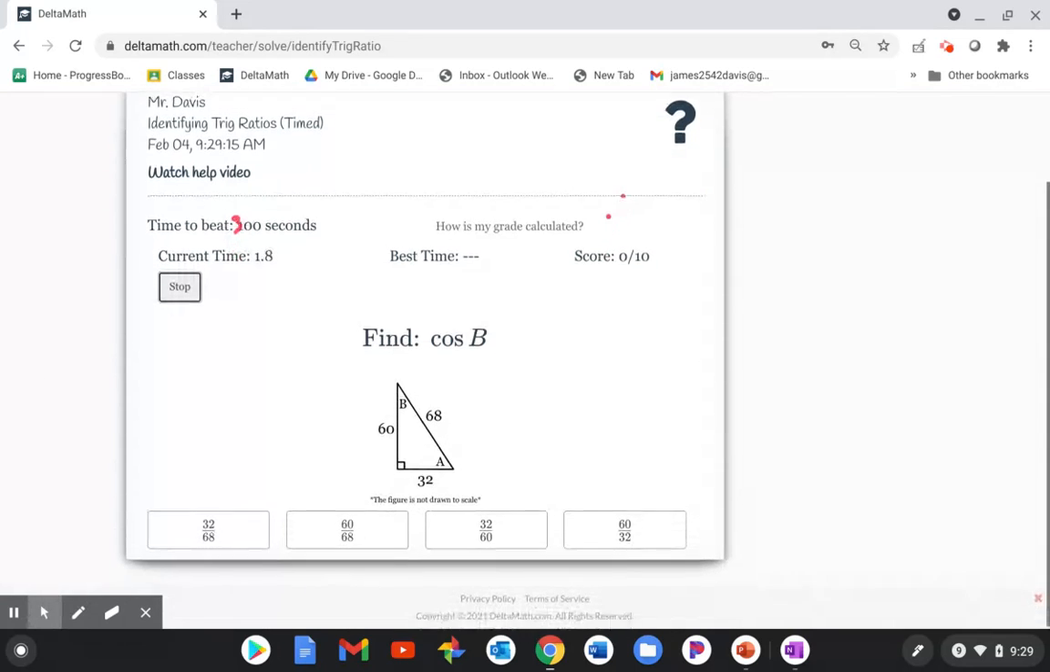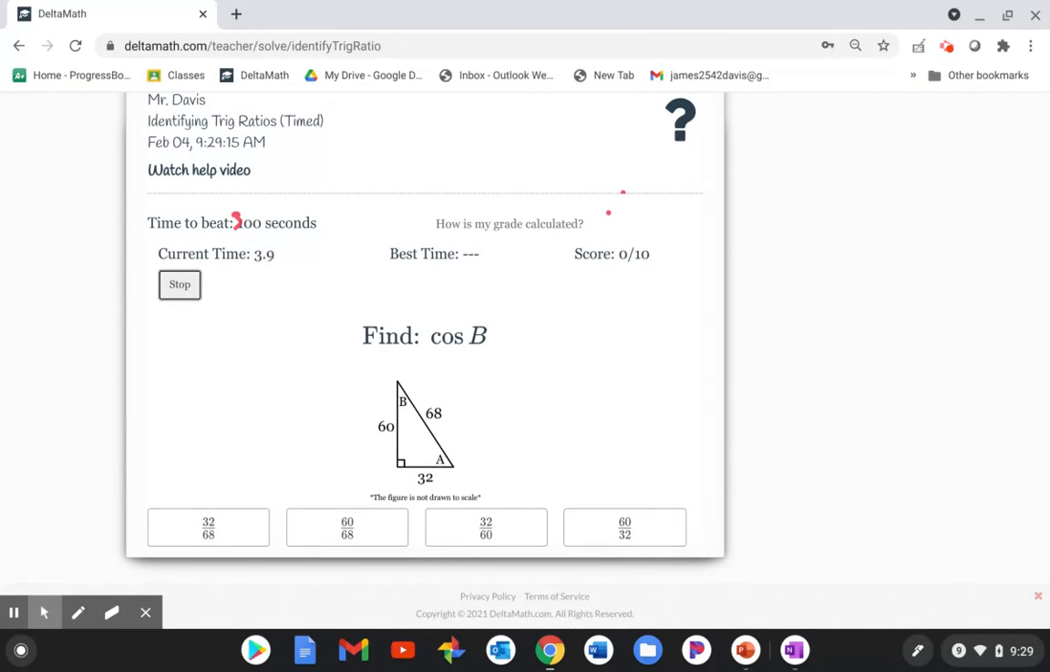All right, so it's going to give you a triangle and it's going to ask you the cosine of the angle B. Okay. So I would write out SOHCAHTOA. That's really all you need. So then the cosine of B, well, here's B. Cosine is adjacent over hypotenuse, right?